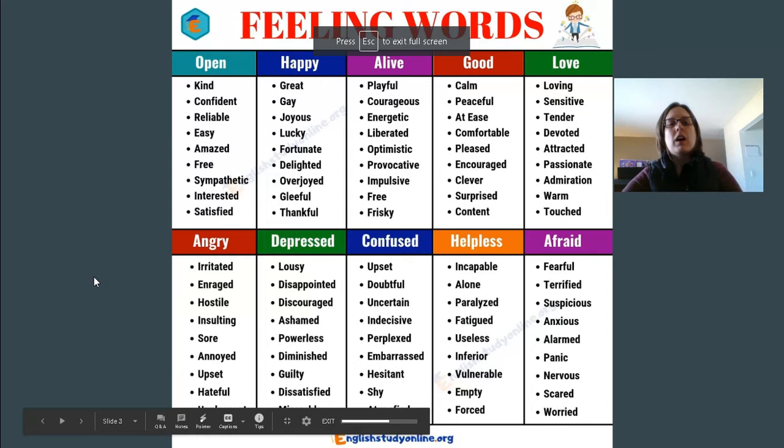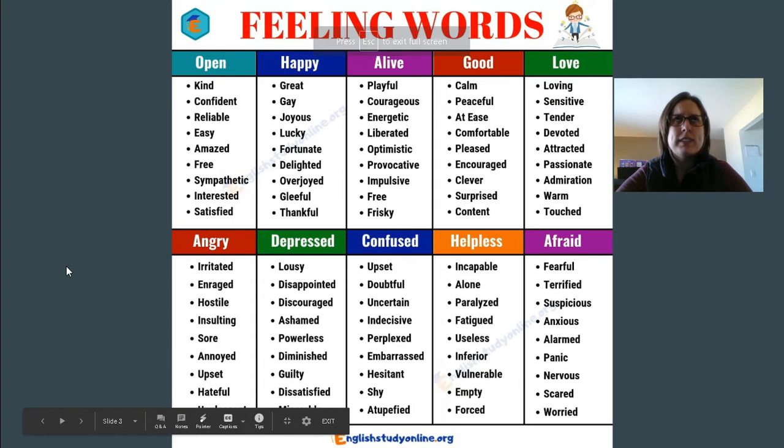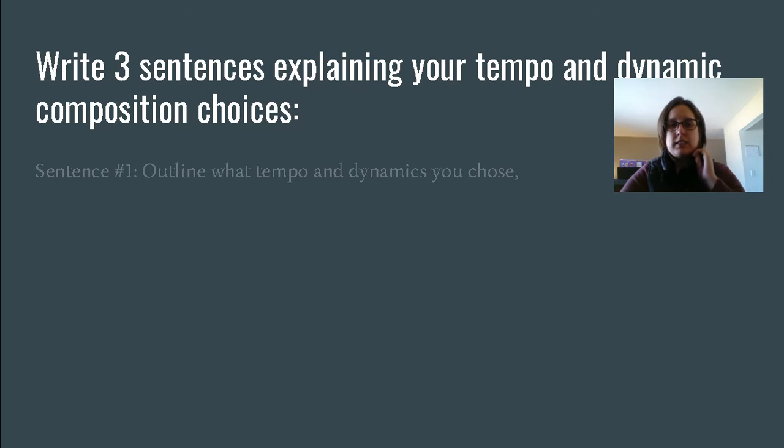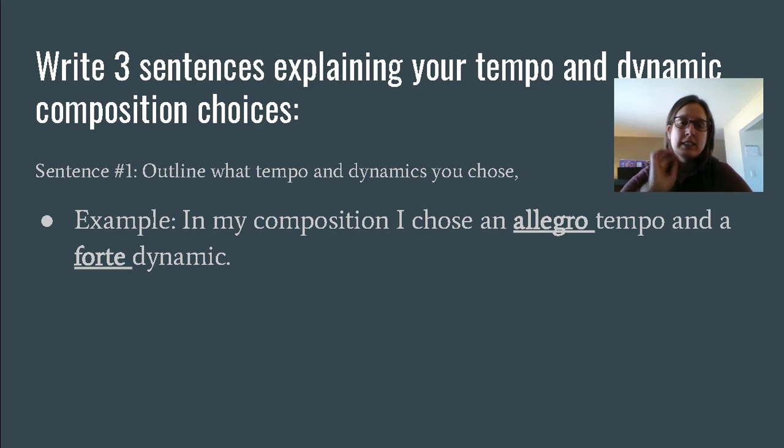So if you remember on Wednesday, I chose a couple musical affect words. I chose that I wanted my composition to sound optimistic, and I also wanted it to sound jubilant. So I'm going to make sure that I use those 2 musical affect feeling words in my answer. So my first sentence is always going to outline what tempo and what dynamics you chose. So here's an example one. For my first sentence, I wrote, in my composition, I chose an allegro tempo and a forte dynamic.